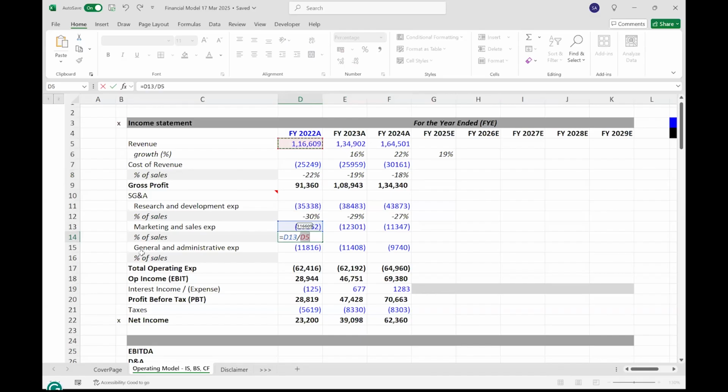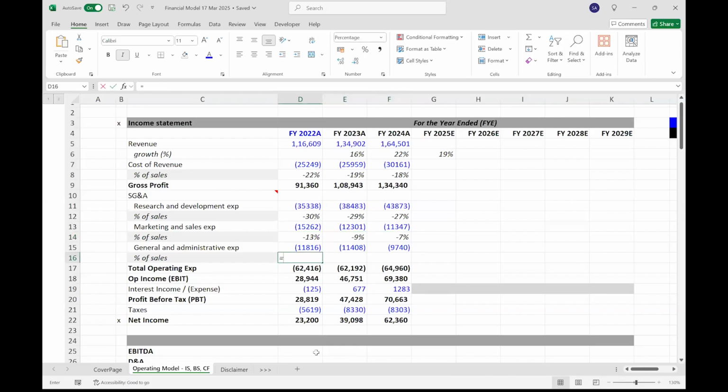Then marketing and sales, which is 15,000 divided by 116,609. So you want to see how much you are spending towards marketing of a product, which is 13%. Drag it. So you spend 13% on the marketing of your sales. Means if you're selling a 100 rupee product, you are spending 13 rupees on promotion of that product. Then 9%, then 7%. So please do this also.